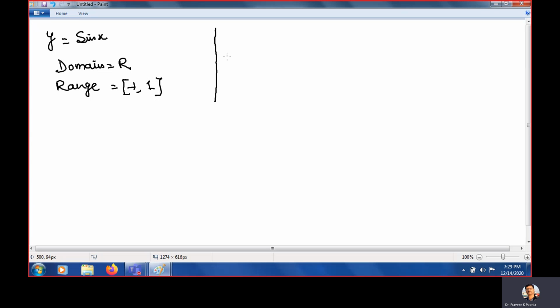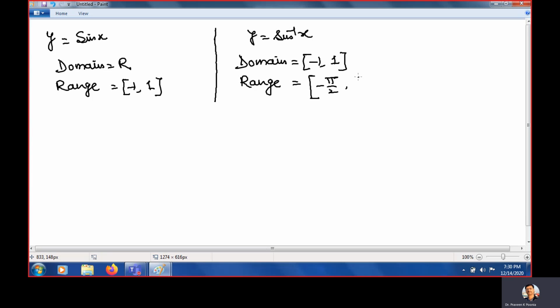Now if you see y is equal to sine inverse x, so the domain is what? It is the range for sine x, minus 1 to 1. Clear? But it is a restricted function. Clear? So range will be changed. Range will not be R. Range will be minus pi upon 2 to pi upon 2. Clear? This is condition number 1.